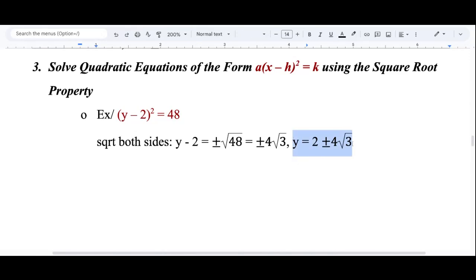So we can write them together in this shorthand. Anyone has any questions?